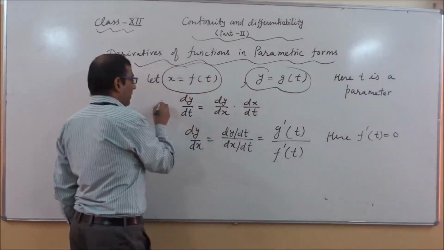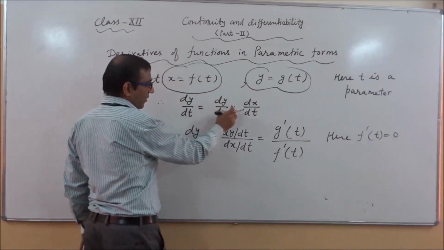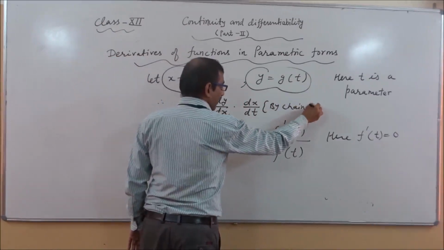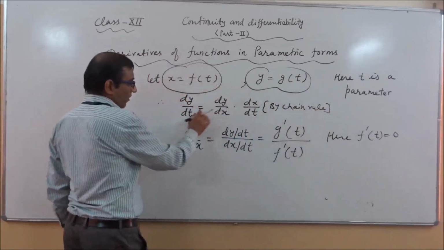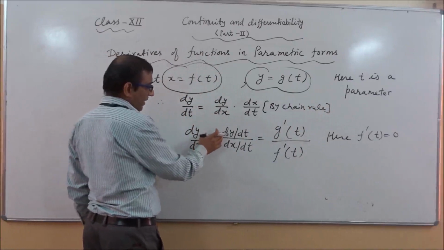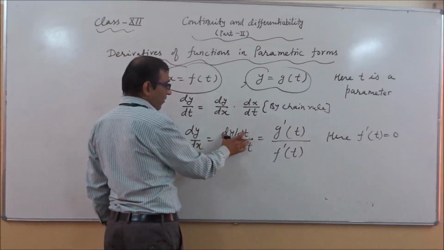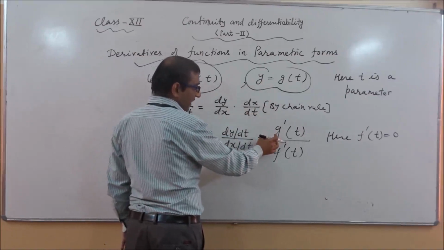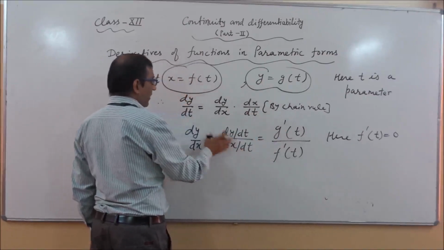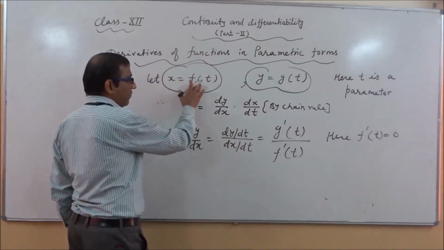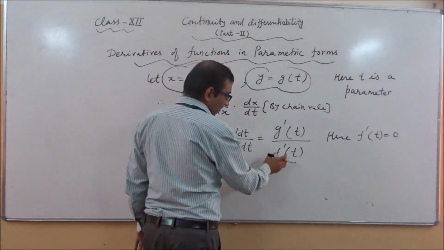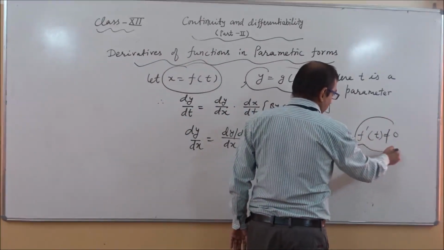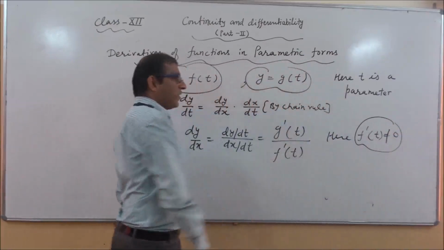So dy by dt can be written as dy by dx into dx upon dt, by the chain rule. By cross multiplication, dy by dx can be written as dy by dt upon dx by dt. And what is dy by dt? If we differentiate, it is g dash t. And what is the value of dx by dt? If we differentiate, it becomes f dash t. We have to pay attention here: f dash t is not equal to 0, because if it is 0, then it becomes infinity.